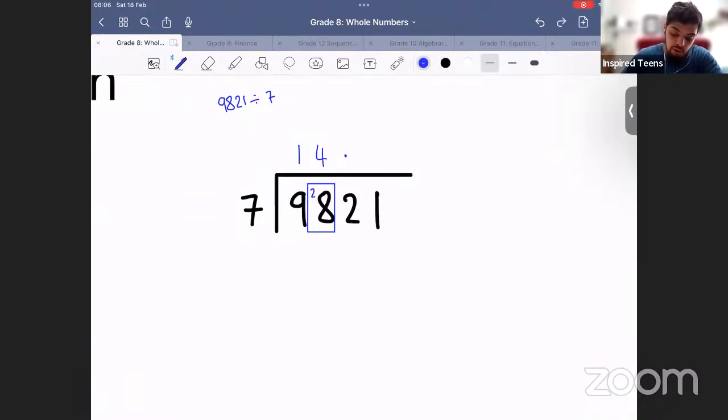So just like how you put a dot when the number was at the start, in this case you will put a dot, but actually the dot represents a 0. So in this case it's 0. Then we ask ourselves, how many times does 7 go into 21? And the answer to that is 3 times. So the final answer to 9821 divided by 7 is 1403. Okay, short division.